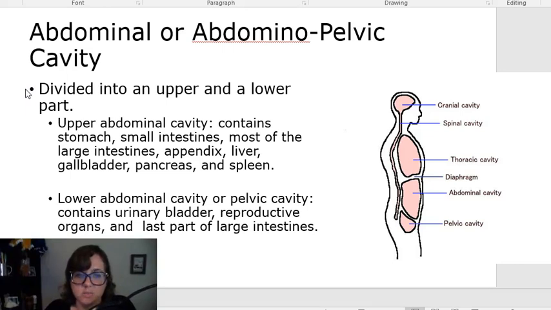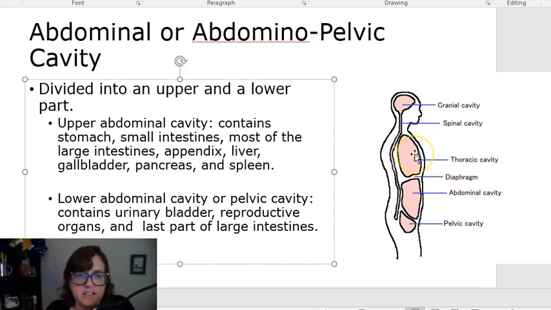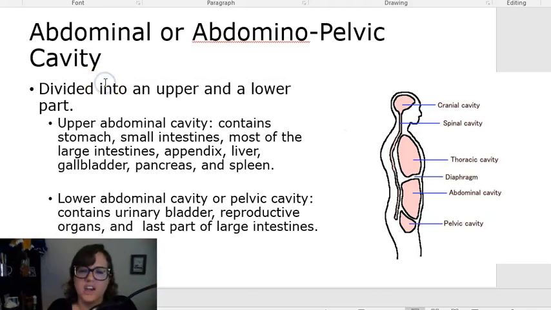All right, so let's go into the more complicated abdominal or abdominopelvic cavity. We can separate this into the upper and lower parts. So if we have the thoracic, which contains the lungs and the heart, very basically, we then have the abdominal and the pelvic cavities, which technically are not actually separated. We can divide these a bunch of different ways.